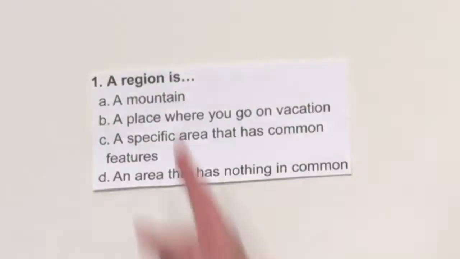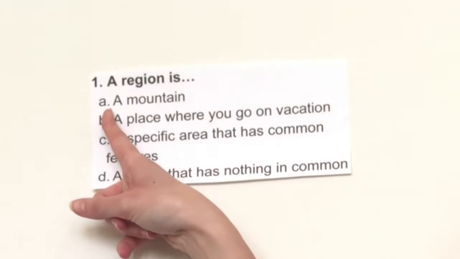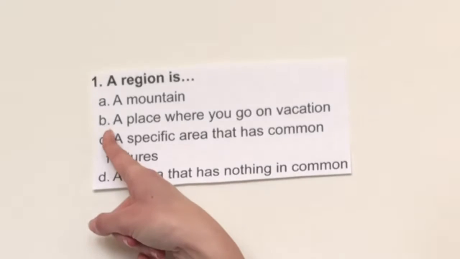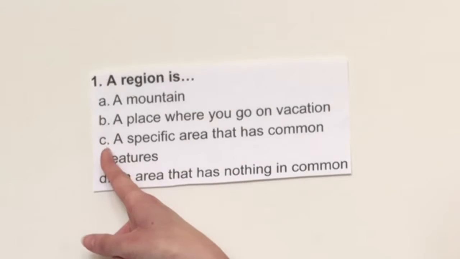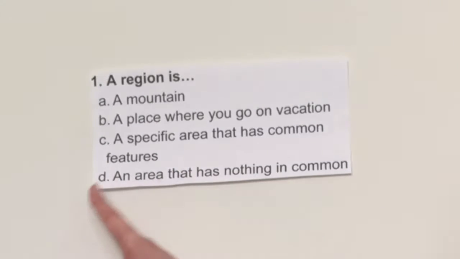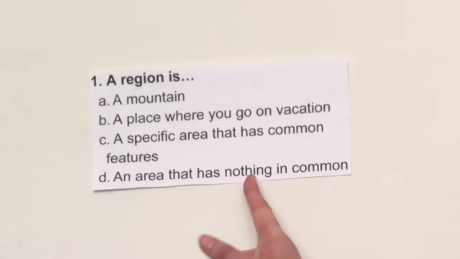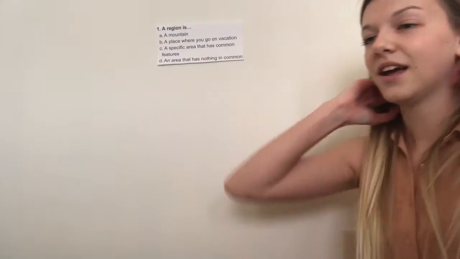Question 1. A region is A, a mountain, B, a place where you go on vacation, C, a specific area that has common features, or D, an area that has nothing in common. So go ahead and think about it. If you think you know the answer, write down either A, B, C, or D next to question 1.